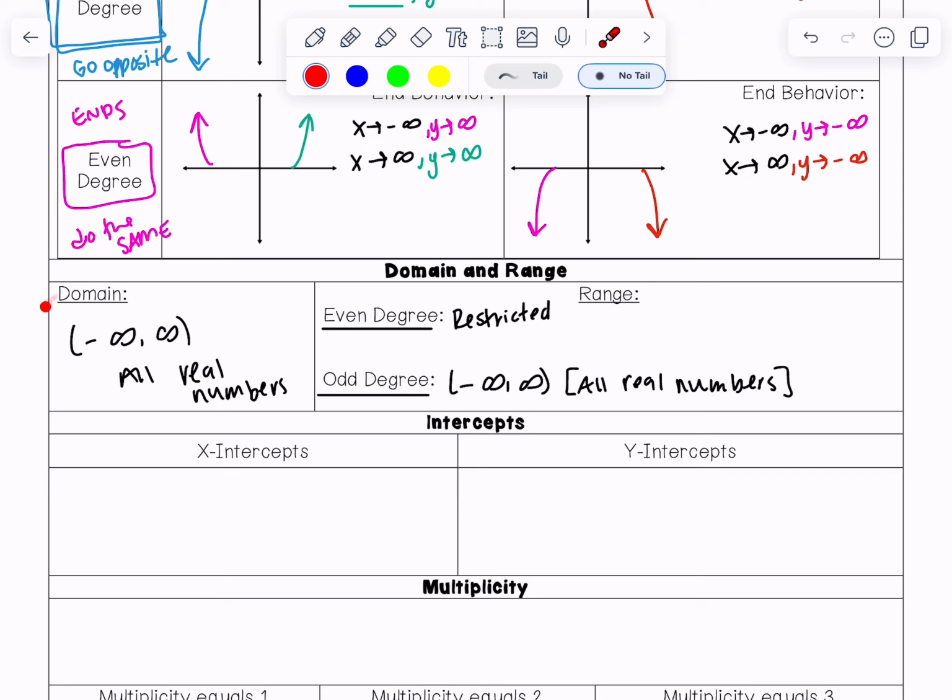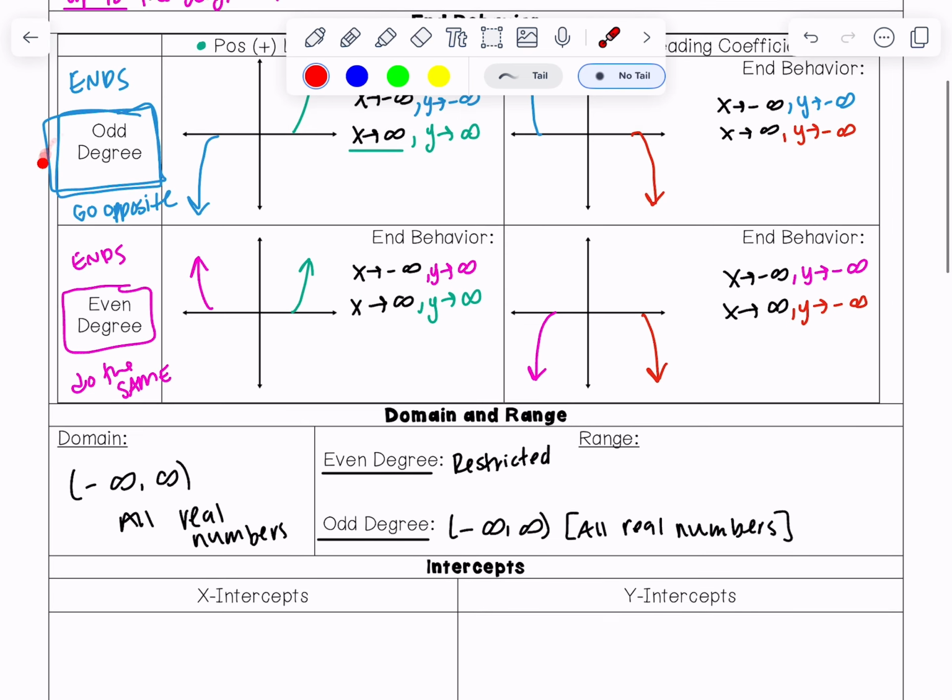That's because for a polynomial, we're just raising some number to an exponent. And any number can be multiplied by itself any amount of times. So any number is going to work here. We're good to go. When it comes to the range, we're saying how far up or down are you going?